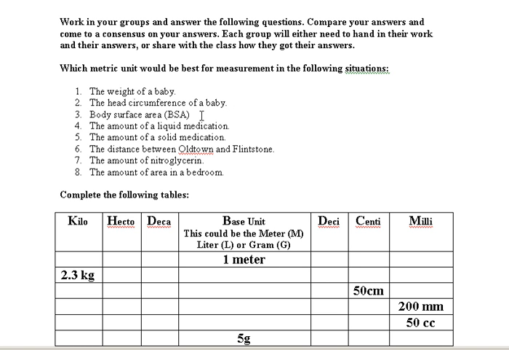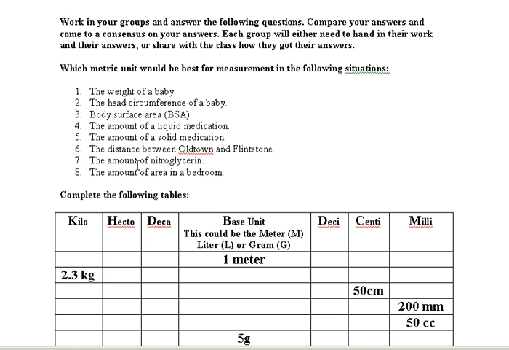Body surface area, well, area would be square units, like square inches, but in the metric system might be square centimeters. The amount of liquid in a medication, well, the amount of liquid would be liters or milliliters or cc. Probably milliliters or cc's, which mean the same thing, would be the one used for liquid in a medication, but liter would be the base unit. The amount of a solid medication would be measured in grams. Okay, so many grams or maybe milligrams. The distance between Old Town and Flintstone, well, that would be measured in the English system in miles, in the metric system kilometers.